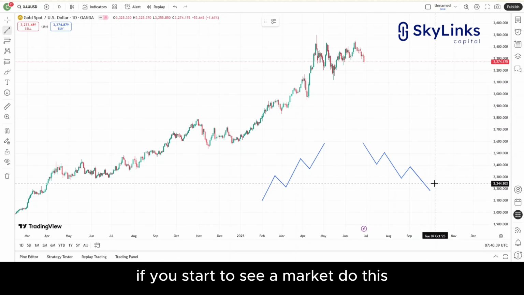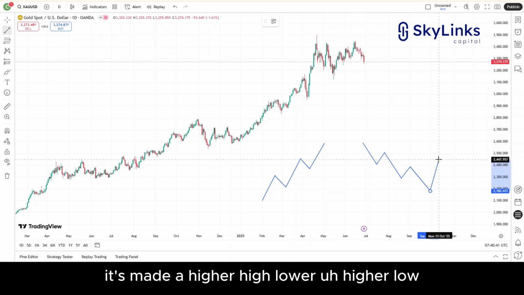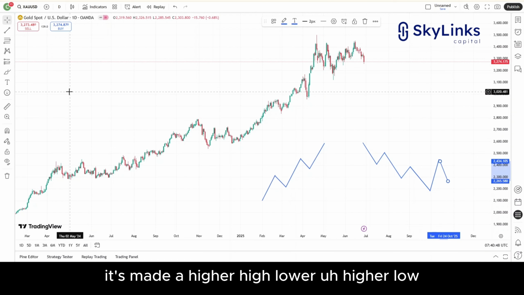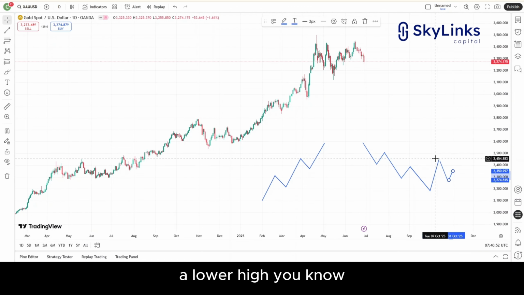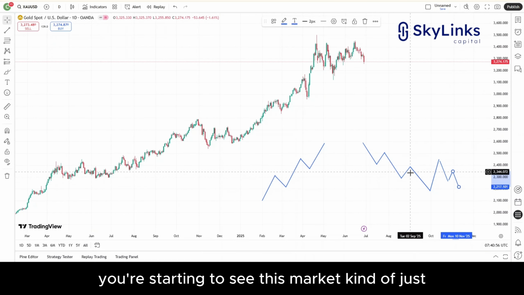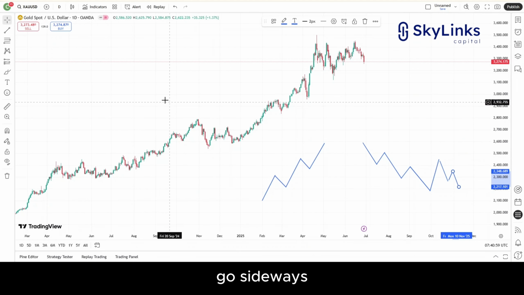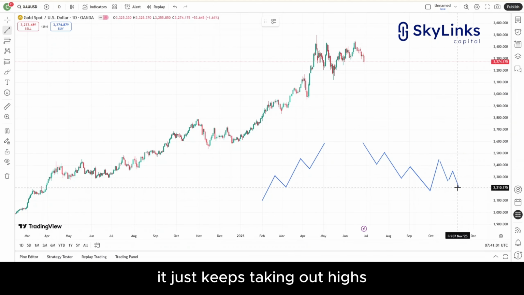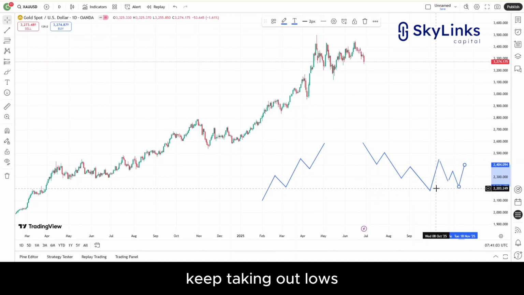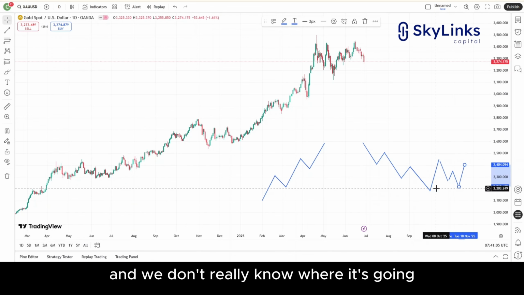If you start to see a market do this, it's made a higher high, a higher low, a lower high, you're starting to see this market kind of go sideways. It just keeps taking out highs, keeps taking out lows, and we don't really know where it's going.